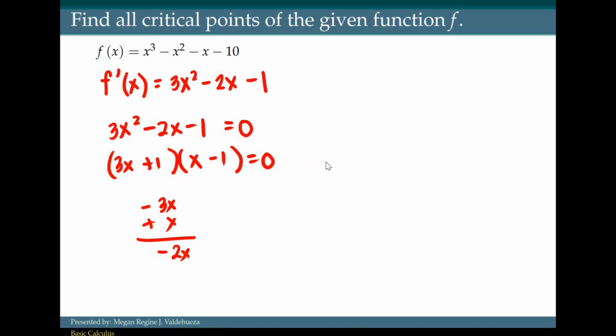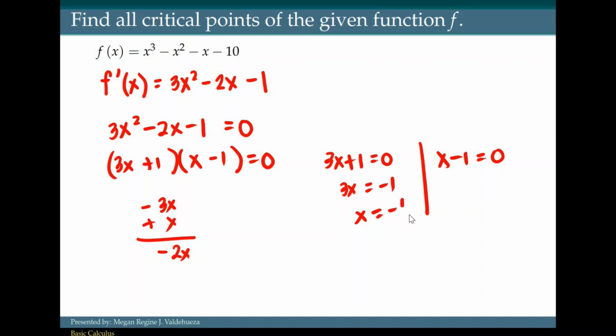So we have the following factors. Next is 3x plus 1 equate to 0 and x minus 1 equate to 0. So we have 3x equal to negative 1 and x is equal to negative 1/3 and x equal to 1. So we have the following critical points. So again, this is a polynomial function. So it will exist at any value of x.